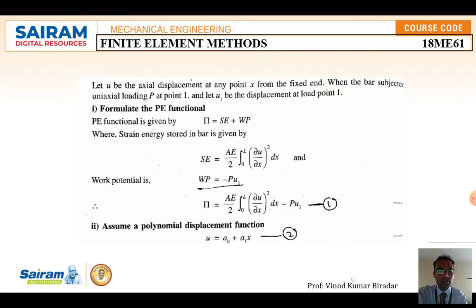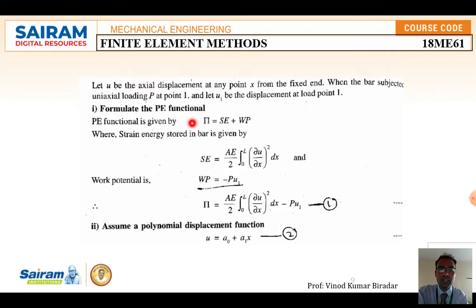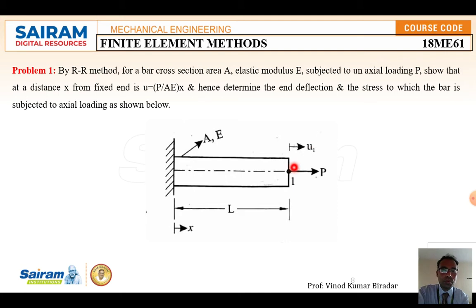Okay, so what is the step procedure for a bar subject to axial load? We have to use this formula. Let U be the axial displacement at any point x from the fixed end when the bar is subjected to uniaxial loading P at point 1. Let U1 be the displacement at point number 1. So if we put the axial load at node number 1, U1 is the displacement at point 1. Let us assume that U is equal to U1.